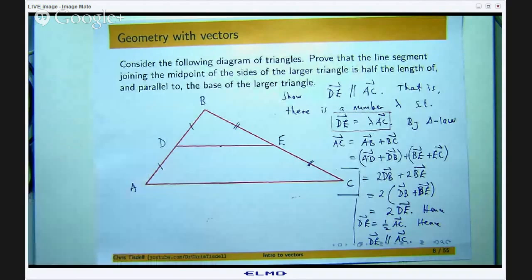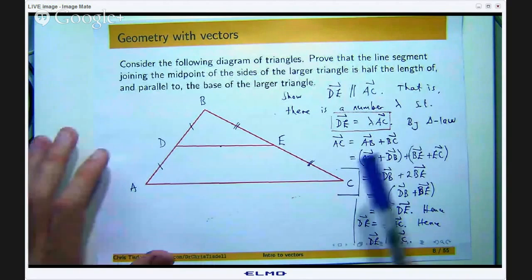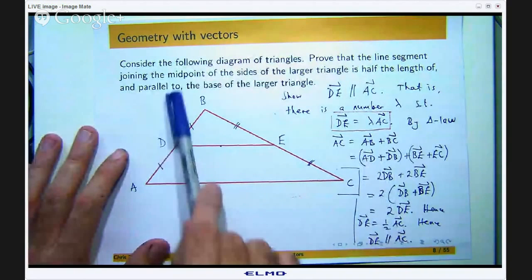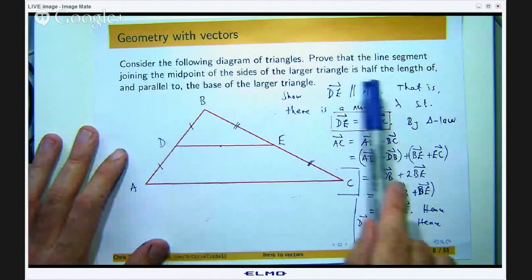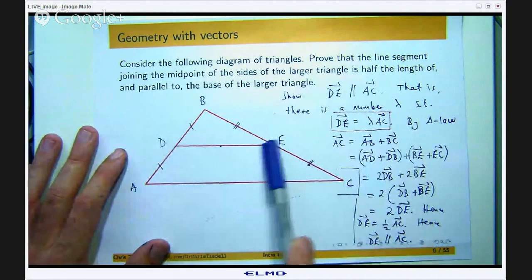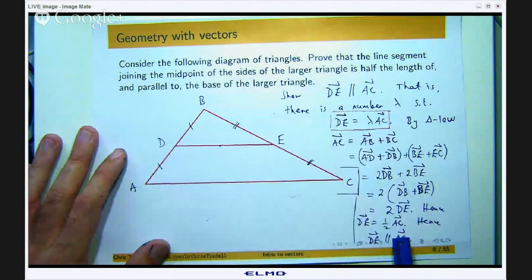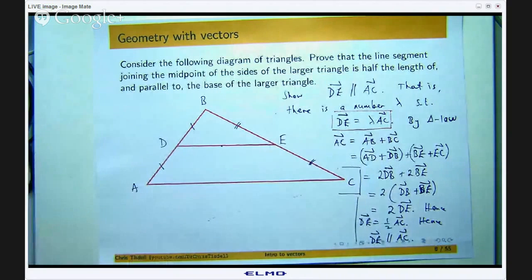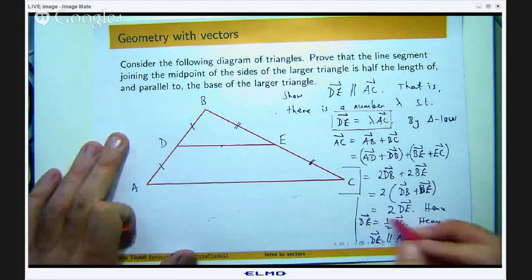What's the second part of the question? Second, well, basically, I've done that. I've done the second part first. I've done the parallel part. I want to show that this length is half of this length, but that actually follows from what we have here. Okay.